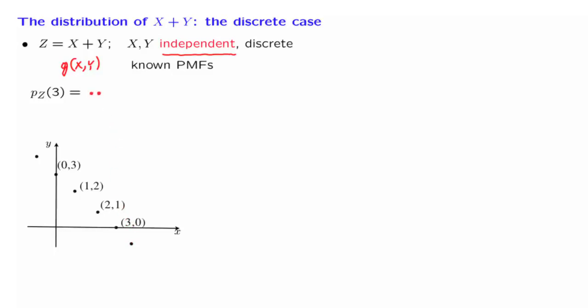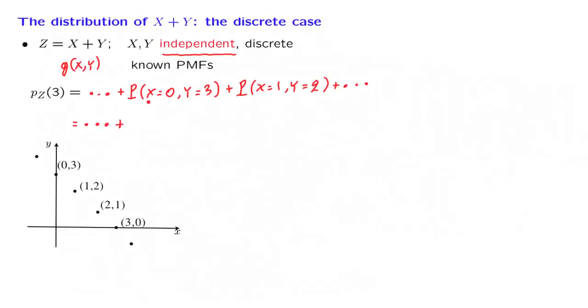So it is going to be a sum of various terms, and the typical term will be the probability, let's say, of this outcome, which is that x is equal to 0 and y is equal to 3. Another typical term in the sum will be the probability of this outcome here, the probability that x is equal to 1, y is equal to 2, and so on. Now, here comes an important step. Because we have assumed that x and y are independent, the probability of these two events happening is the product of the probabilities of each one of these events.